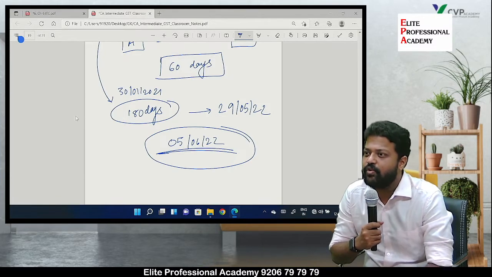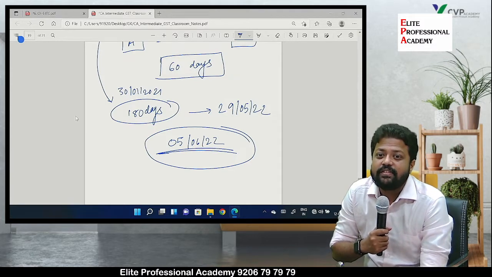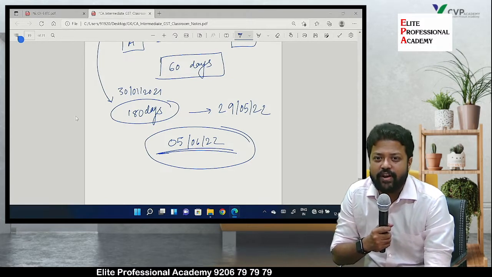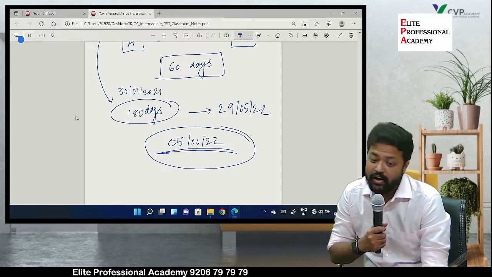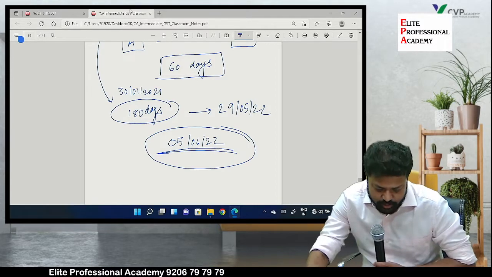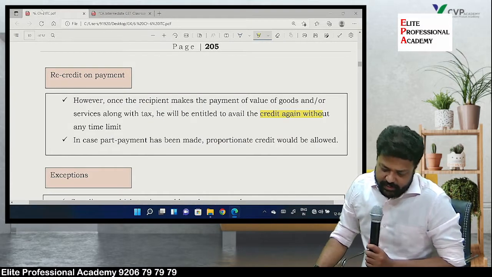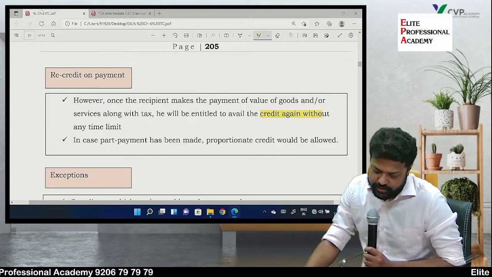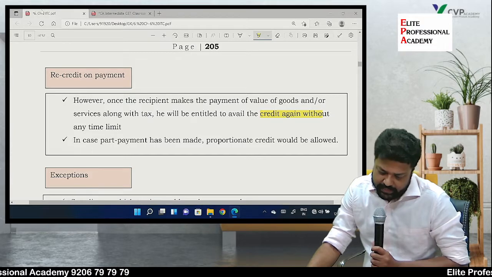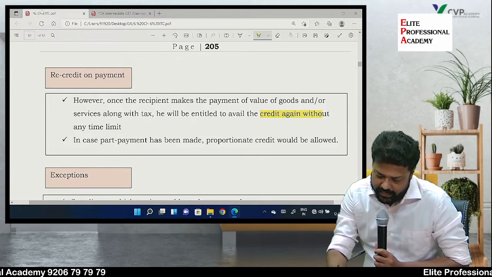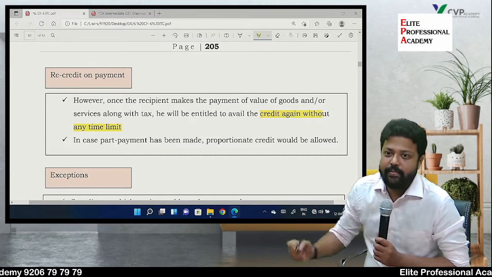Let us discuss. Why no? Restriction on availment of ITC. Okay. Now read it again. Read the provision 204. However, once the recipient makes the payment of value of goods and or services along with tax, he will be entitled to avail the credit again without any time limit.